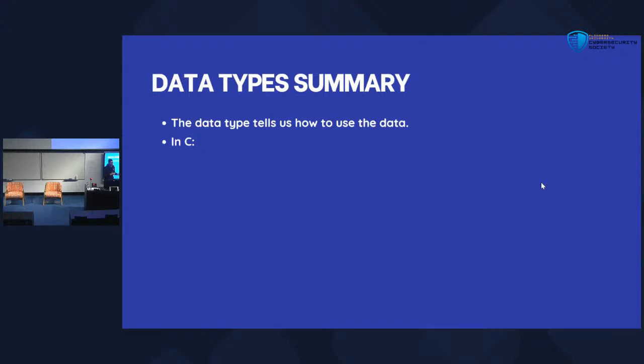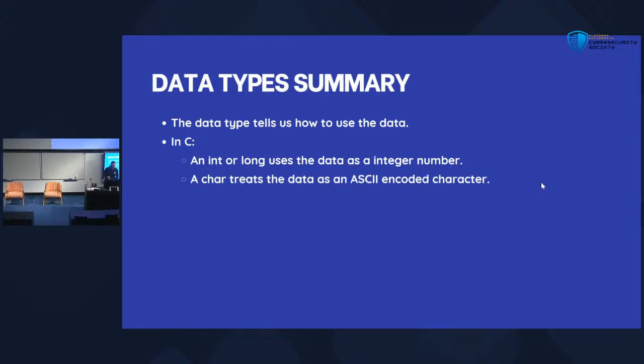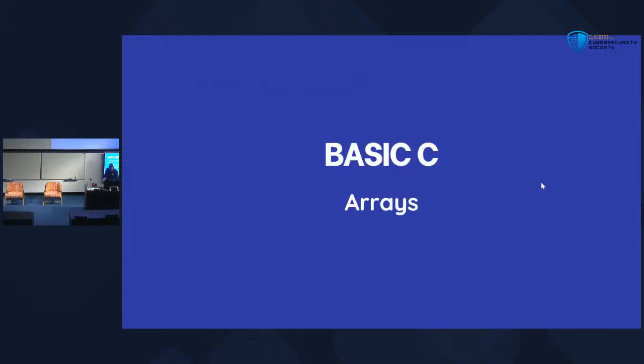So to summarize this, the data type just tells us how to use the data, but it doesn't actually affect the underlying data. So in C, an int or long just uses the data as an integer number, and this will be in 2's complement. A char treats the data as an ASCII encoded character, which is only 7 bits. So there is actually a spare bit to play with for ASCII. And a float treats the data as an IEEE 754 floating point number. If that means something to you, good for you.